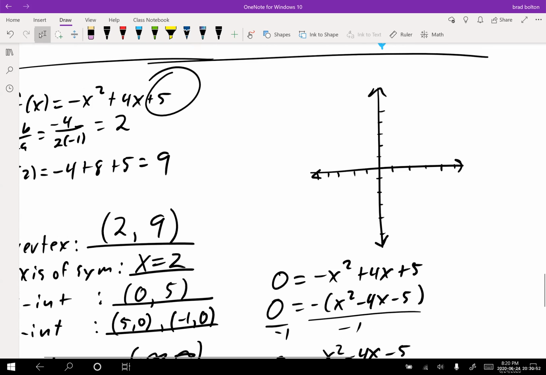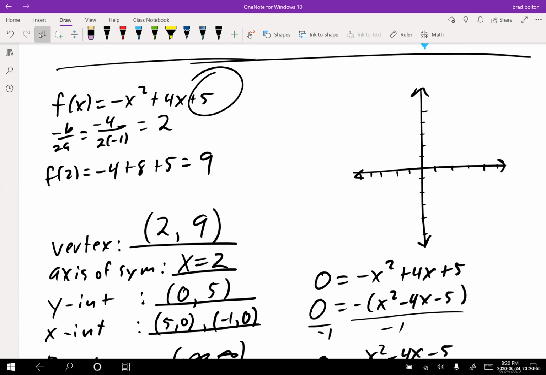So let's see here. (2, 9), so I'm going to go over 2, up 9: 1, 2, 3, 4, 5, 6, 7, 8, 9. That's unfortunate. But we know that the y-intercept is (0, 5), so 1, 2, 3, 4, 5. We know the x-intercept is (-1, 0), and we know this one, 1, 2, 3, 4, 5, 0. So this is a much better drawing now. We're a little bit more confident of what our drawing is going to look like this time. Well, it was a much better drawing until I messed it up.